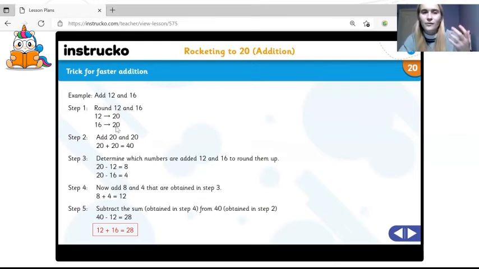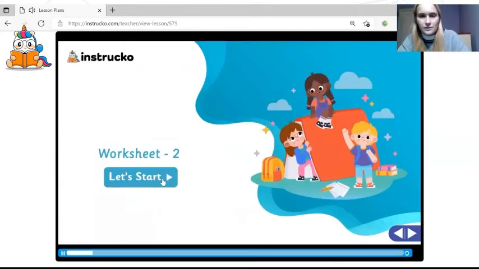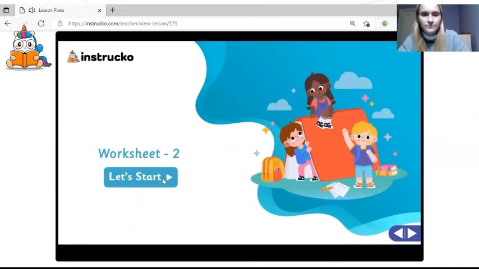So the answer of 12 plus 16 equals 28. And this is a good way of, so we can basically reach numbers in different ways. And this is a quicker way of thinking of addition. Okay, so now you'd have a go at doing this yourself.